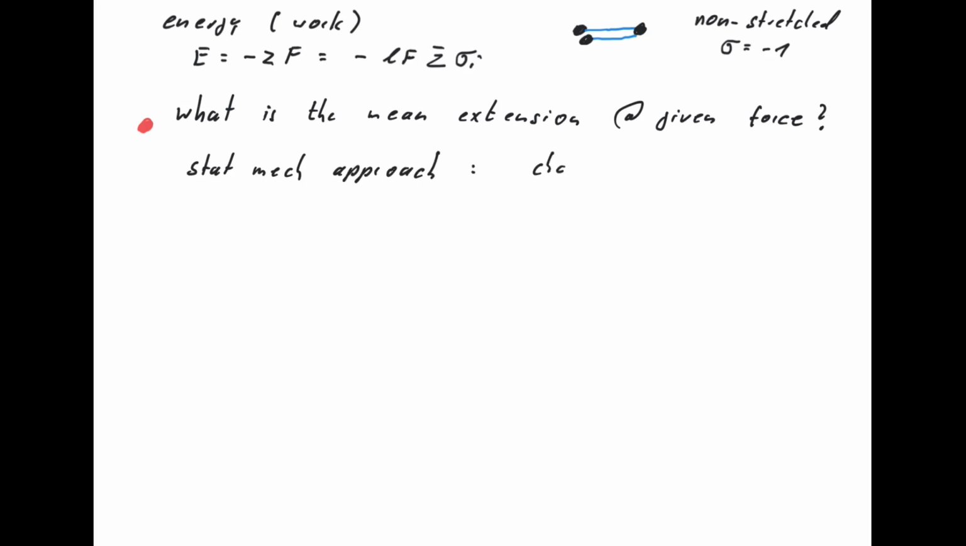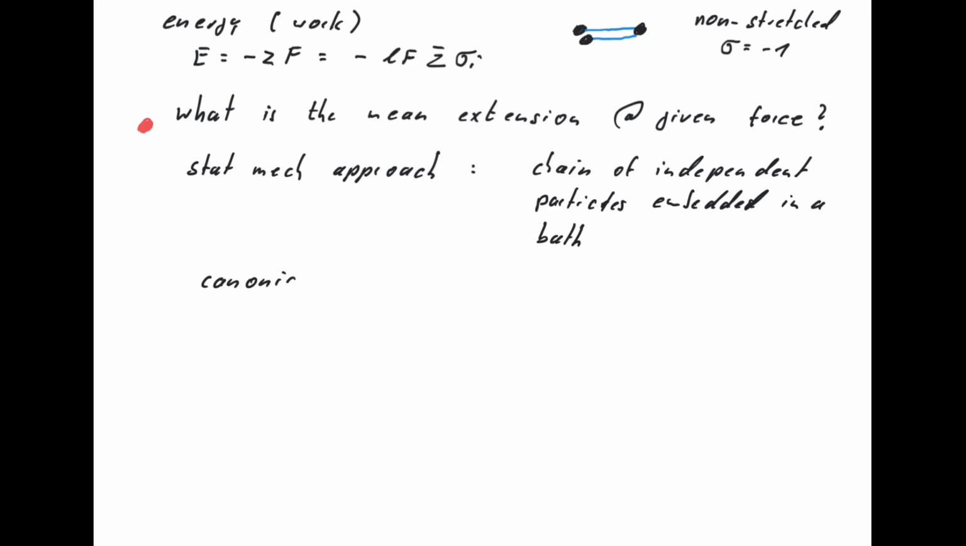So, we realize our model consists of a chain of independent particles embedded in a bath. Now, statistical mechanics tells us that we have to calculate the partition function. In this case, it's the canonical partition function. And using the partition function, we can obtain all observables that we're interested in. So let's do this. Just to remind you, beta in statistical mechanics is equal to 1 divided by kBT.